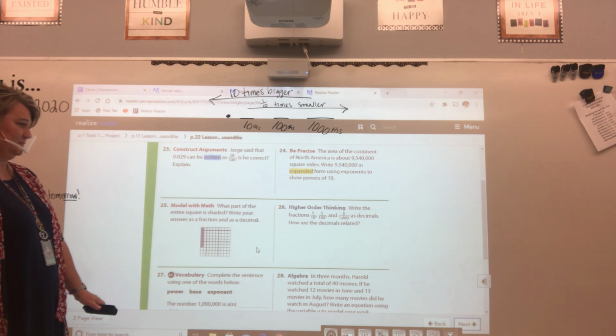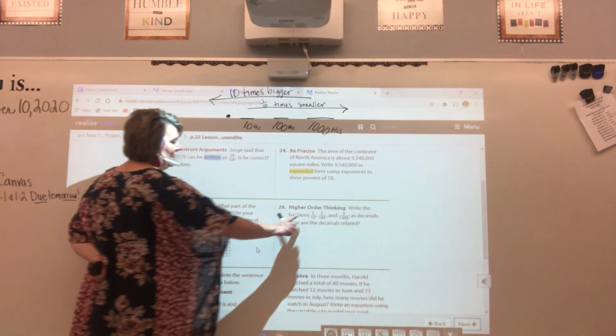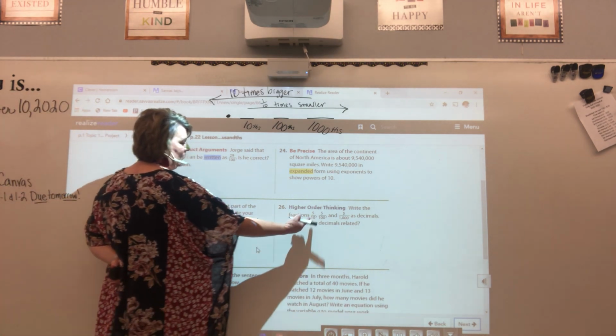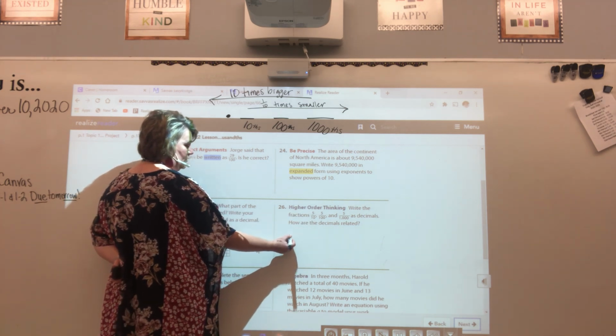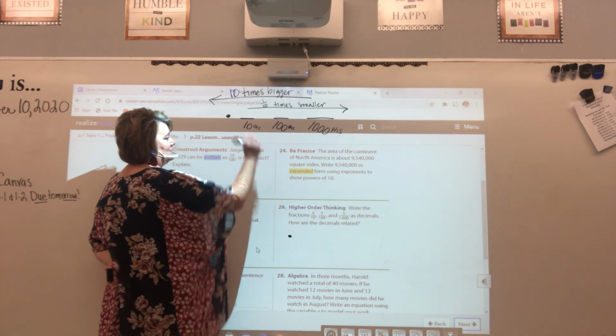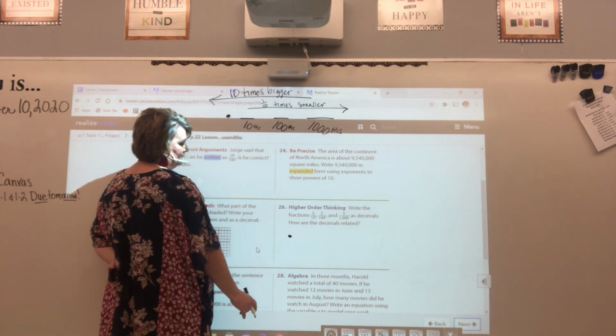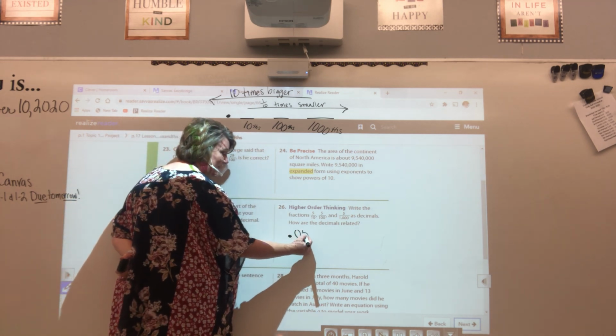Number 26. Write the fraction 5/10. Xander, why don't you tell me how to write 5/10? How would I write that? Say point. It's got to land in the tenths. 0.5. Okay, if I say 0.5, did that land in the tenths?